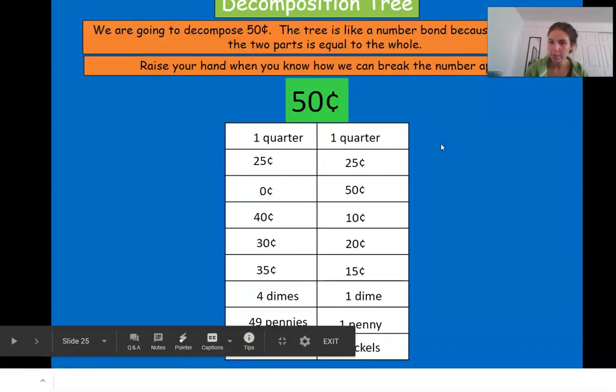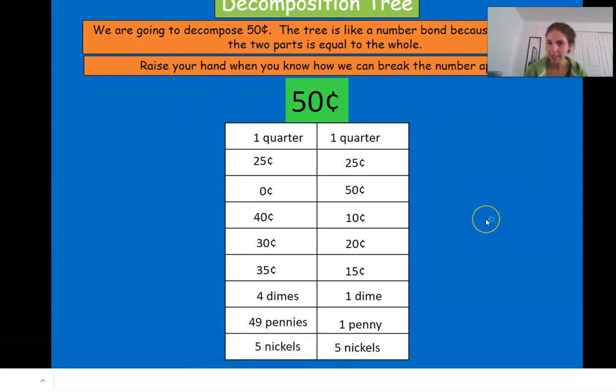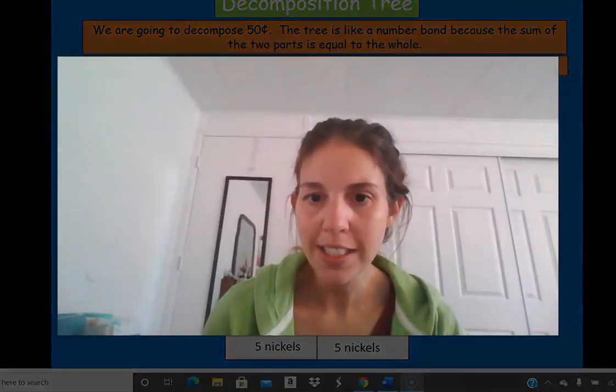And the last one. Oops. Oh, that little bar is so tricky. 5 nickels and another 5 nickels. Okay, fabulous.